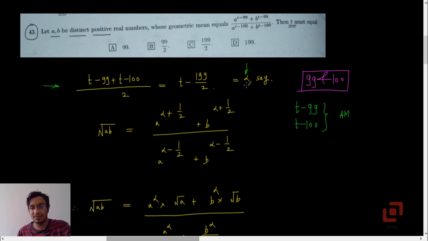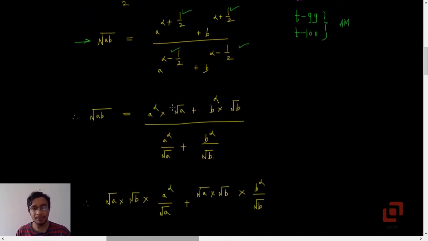Now what this does is it allows us to write the original expression in such a form wherein the maximum power that you can see is 1 by 2. This is in a much better form to simplify than our original expression. So let's do that. They're saying that the geometric mean is equal to this, and we know how to find the geometric mean. It is root of ab. Then this is just plain simplification.